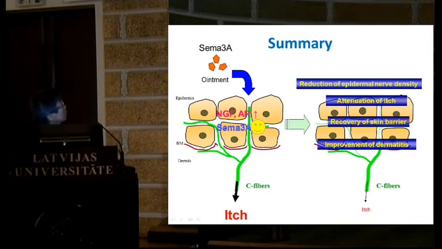This is a summary. Semaphorin 3A ointment on the atopic dermatitis skin lesion shows reduction of epidermal nerve density and attenuation of itch, recovery of skin barrier, and finally, dermatitis was improved.